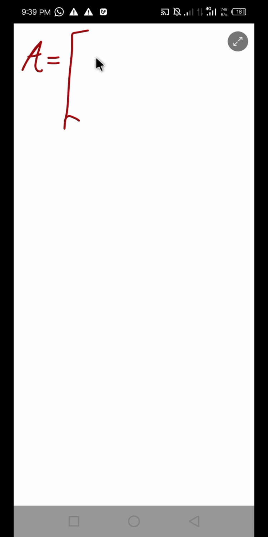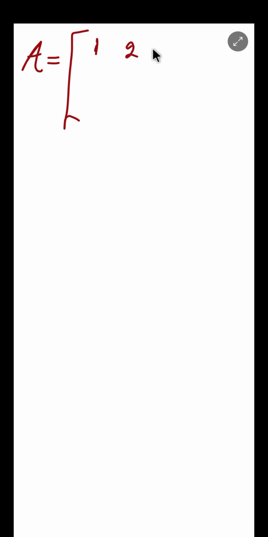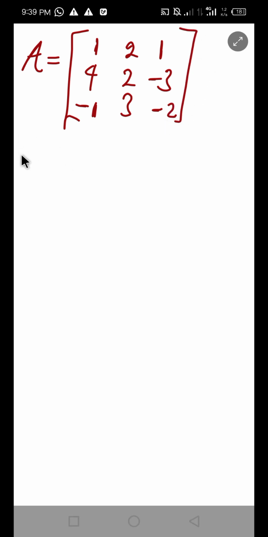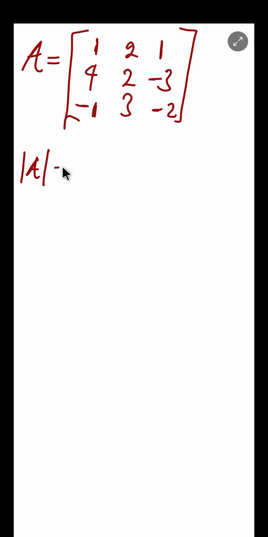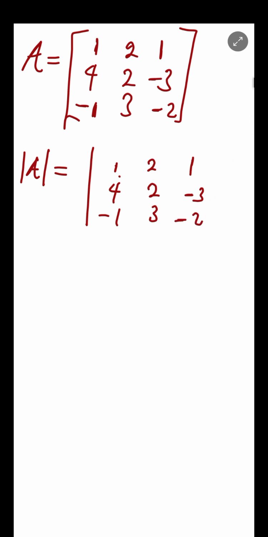So let's quickly work on the determinant of a 3 by 3 matrix. Recall that we are given a matrix A from the previous video as 1, 2, 1, 4, 2, minus 3, and then we have minus 1, 3, minus 2. If I want to find the determinant of this matrix, it simply implies that you want to find the determinant of 1, 2, 1, 4, 2, minus 3, minus 1, 3, minus 2.